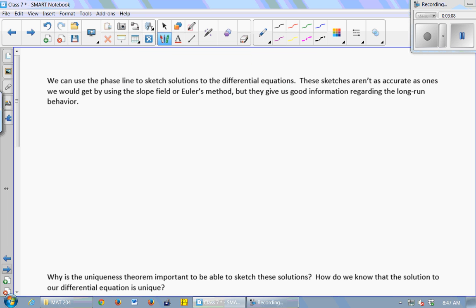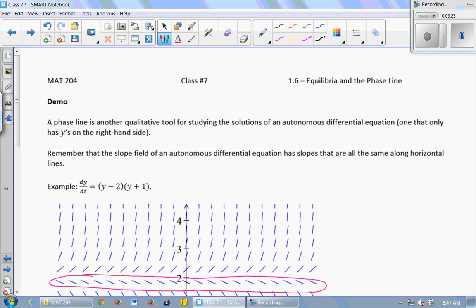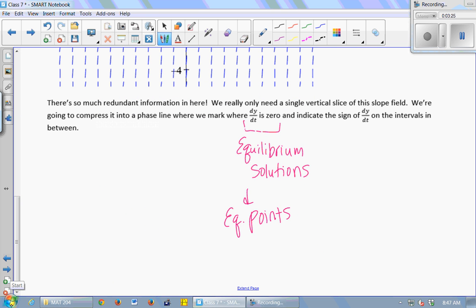So we can use the phase line to sketch solutions to the differential equations, but they aren't as accurate as ones we would get by using the slope field or Euler's method, but they give us a good idea of long-run behavior. I was going to make a phase line over here, and I forgot. Okay, so let's do it for this particular problem.